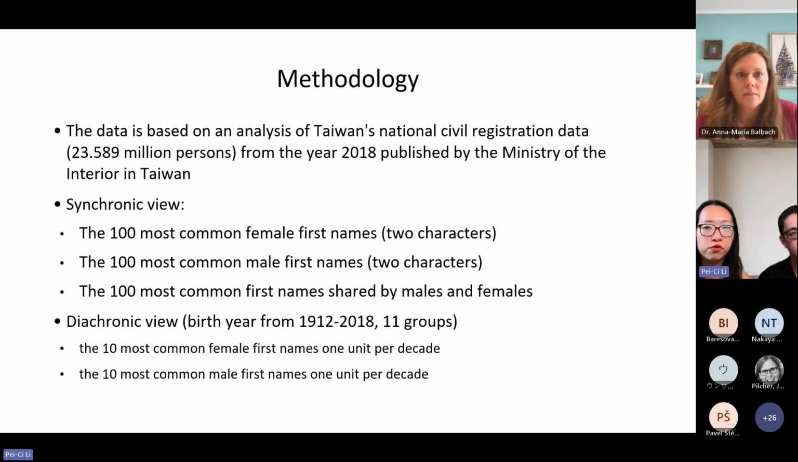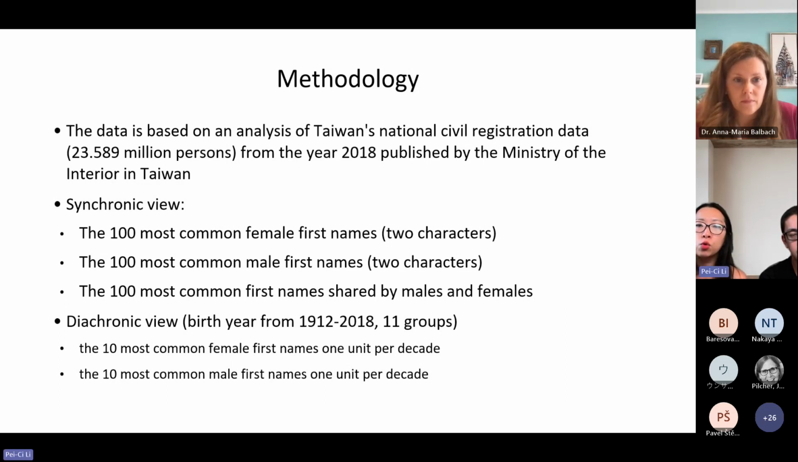Our data is derived from an analysis of Taiwan's national civil registration data, which includes about 23.5 million individuals, sourced from the 2018 publication by the Ministry of Interior in Taiwan. And we examined the most frequently used names for both females and males from both diachronic and synchronic perspectives. In the synchronic view, we analyzed the 100 most common female and male first names, along with the 100 most common first names shared by both genders, which we categorize as neutral names.